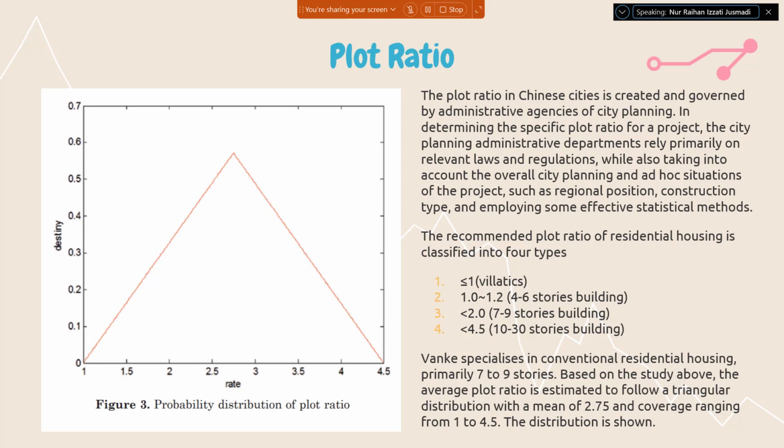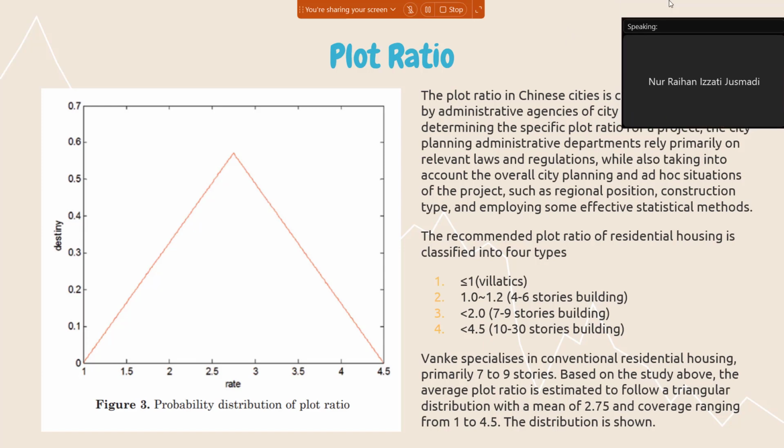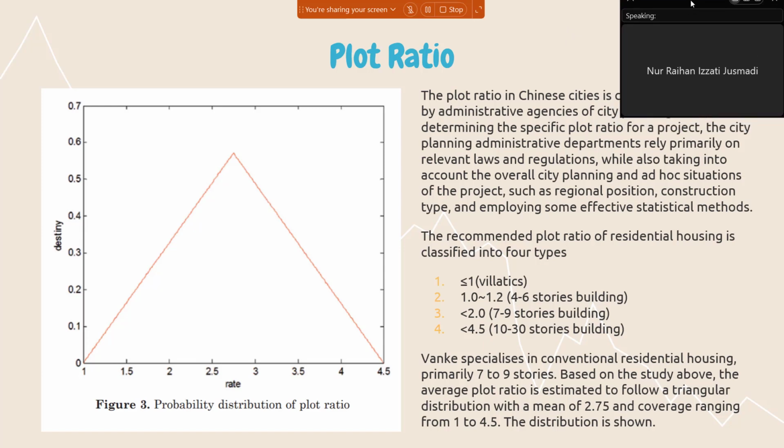The recommended plot ratio of residential housing is classified into 4 types. First, less than or equal to 1 for low-rise buildings. Second, 1.0 to 1.2 for buildings with 4 to 6 stories. Third, less than 2.0 for buildings with 7 to 9 stories. And the last one is less than 4.5 for buildings with 10 to 30 stories.